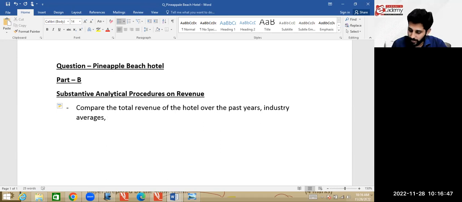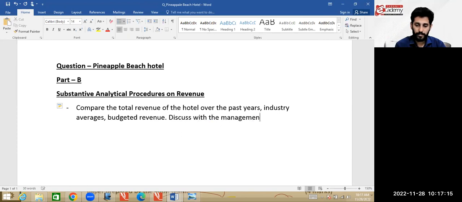Okay. And one more important thing is that sometimes a company is also making the budget. So you will have to compare it with the budget as well. Budgeted revenue, industry averages, budgeted revenue, and discuss with the management, and investigate the significant difference. All right. Now, this is the thing.